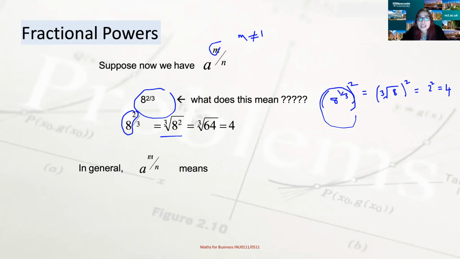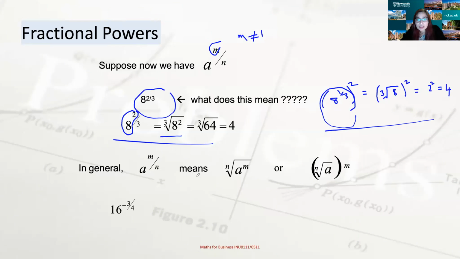So in general, a to the power of m over n means the nth root of a to the power of m, or I can say the nth root of a, to the power of m. Not m times, sorry. The mth root of a to the power of n... sorry, the nth root of a to the power of m. Okay? So either way, that's what we have seen here. For this example, we have seen both ways.